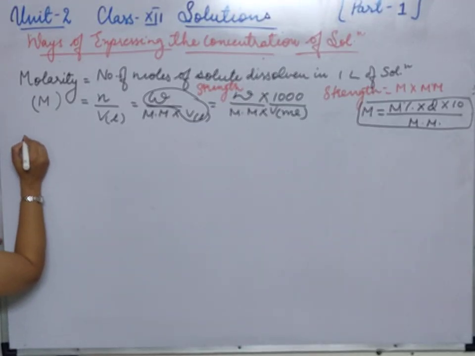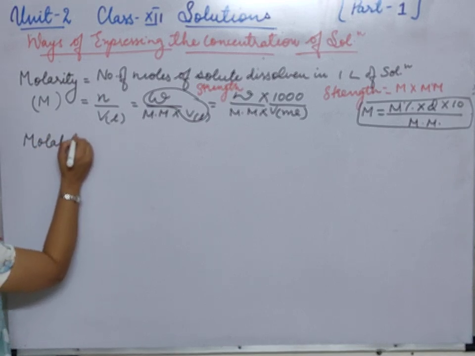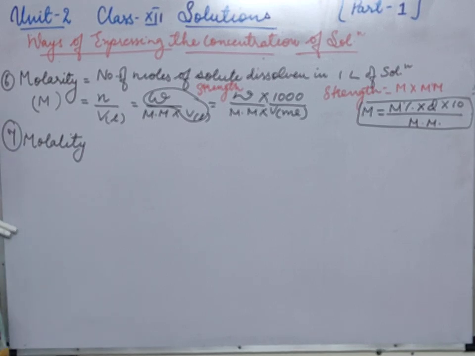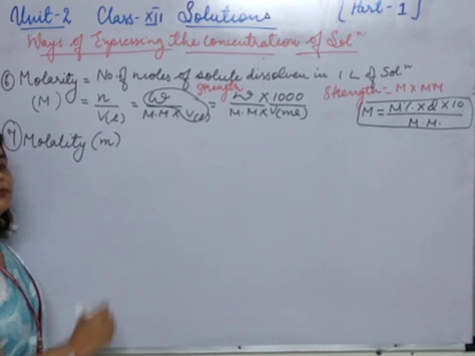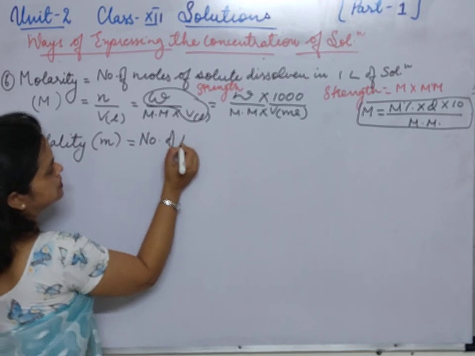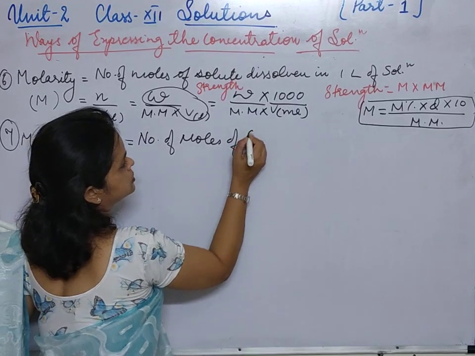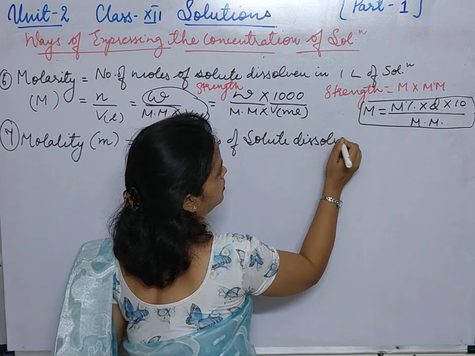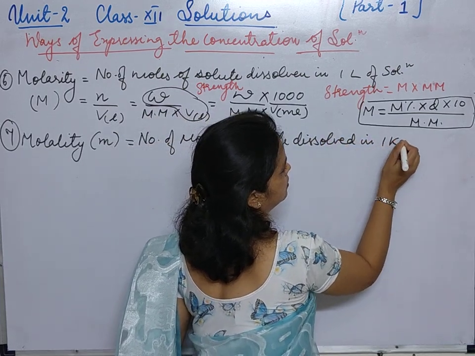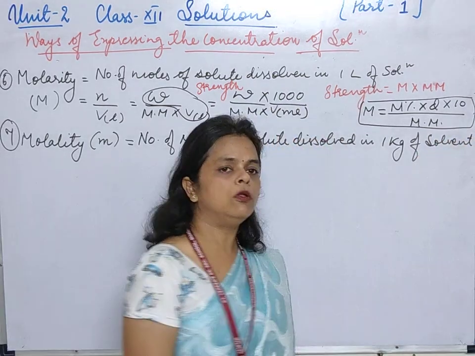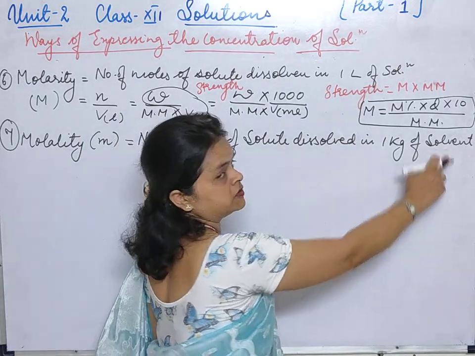Okay. Now the next one, it is molality. Molality is expressed by small m. And what is molality? Number of moles of solute dissolved in 1 kg of solvent. Here this molality is always calculated in terms of solvent.